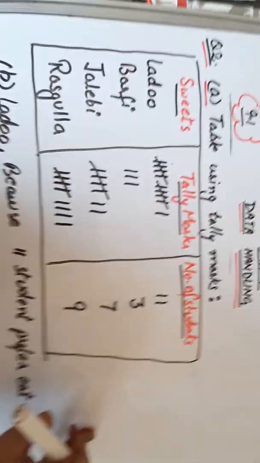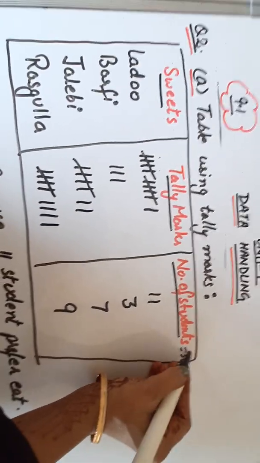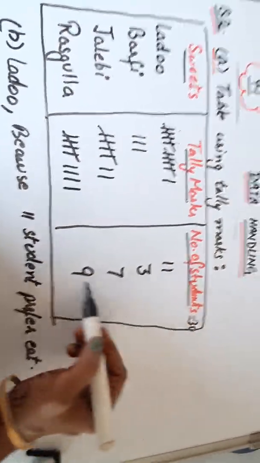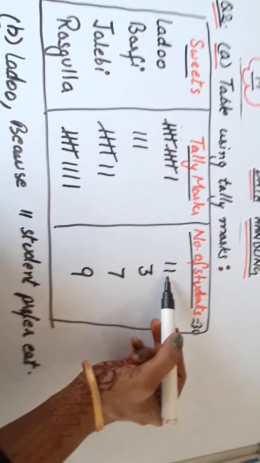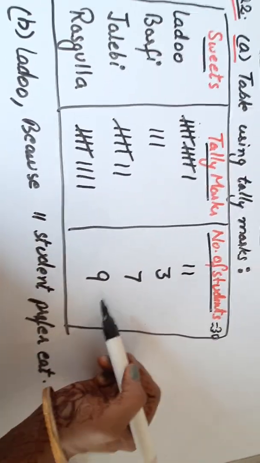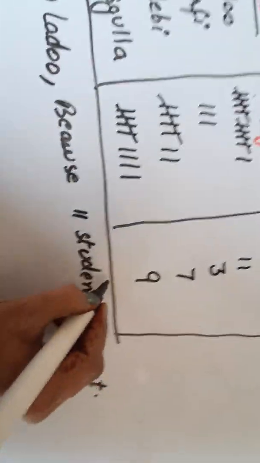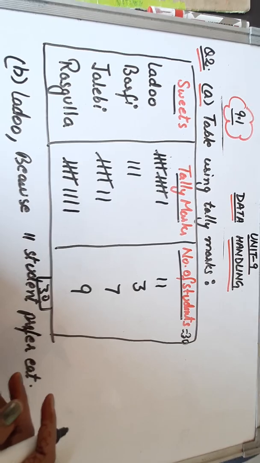And one more thing I want to tell you, in the question it is given that the survey was done on a total of 30 students. So when you add them, the total must be the same as given in the question, like 11 plus 9, 20, 20 plus 7, 27, plus 3, 30. So total beta 30 आना चाहिए. In the first question the survey was done on 40 students, तो total क्या आना चाहिए? 40. So in this way you can check your question.